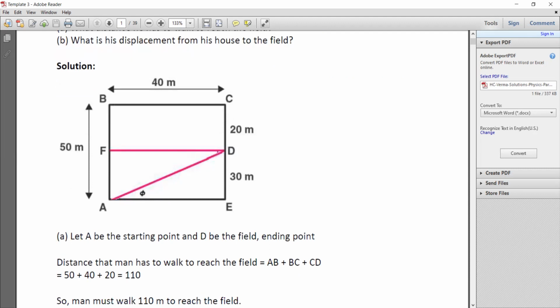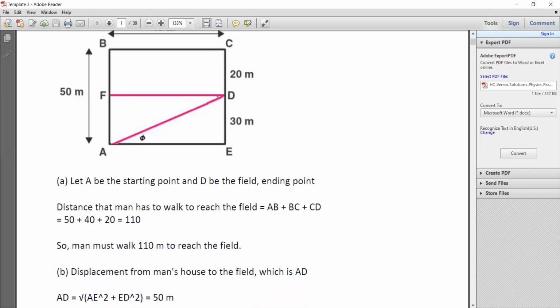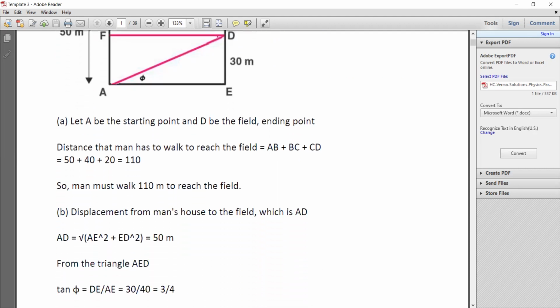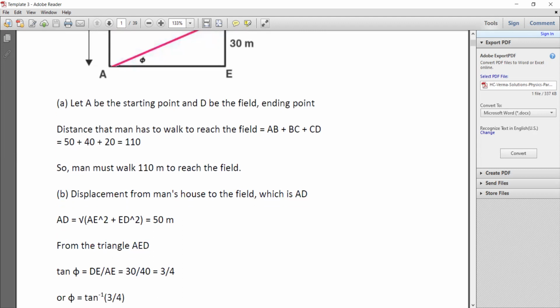Solution. A. Let A be the starting point and D be the field, the ending point. The distance that the man has to walk to reach the field is the sum of AB, BC, and CD, which equals 50 m plus 40 m plus 20 m equals 110 m. So, the man must walk 110 m to reach the field.